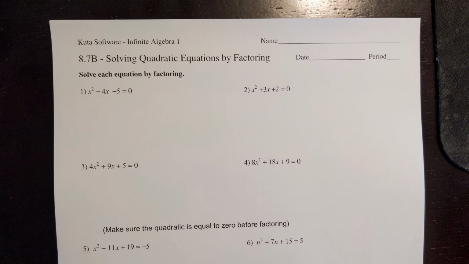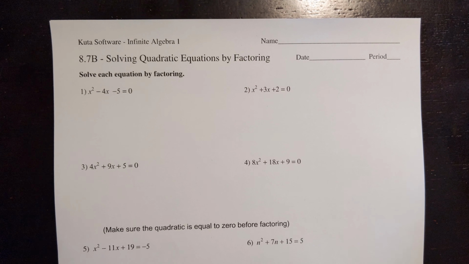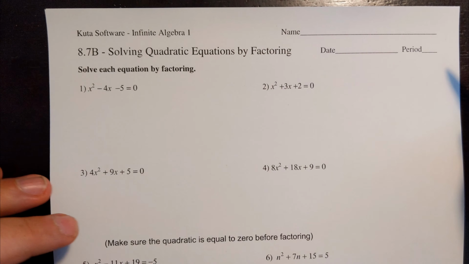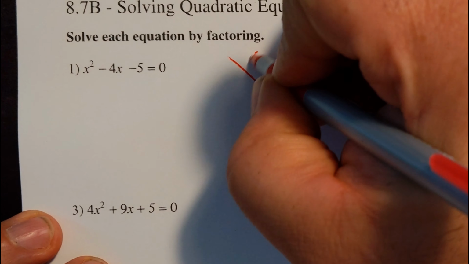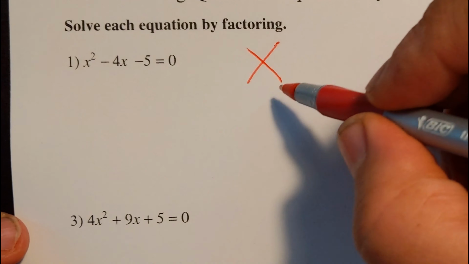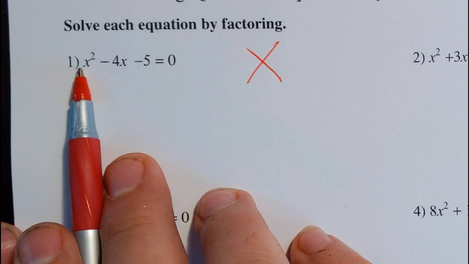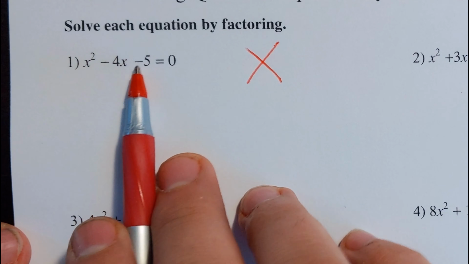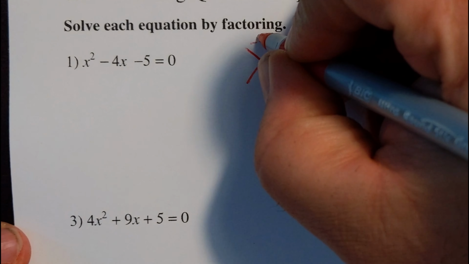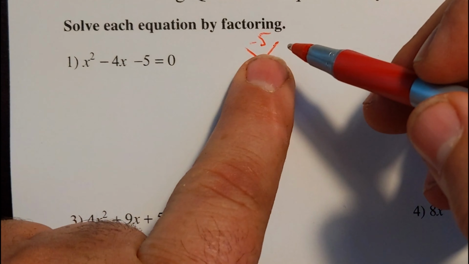Okay, this is assignment 8.7b, and on this assignment you're solving quadratics by factoring. In order to keep things organized, we're going to use this x, and if you multiply the 1 that would be in the front of this x squared with the negative 5, 1 times negative 5 is negative 5. So the product of these two is negative 5.